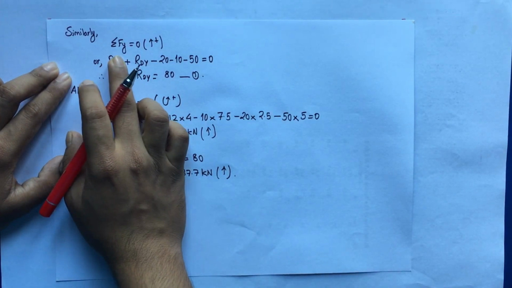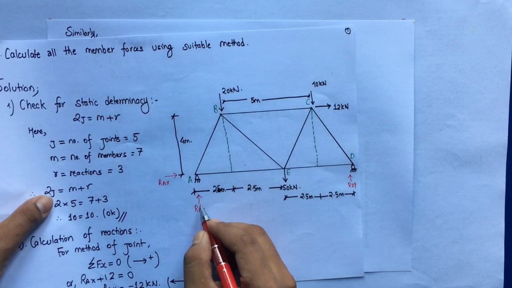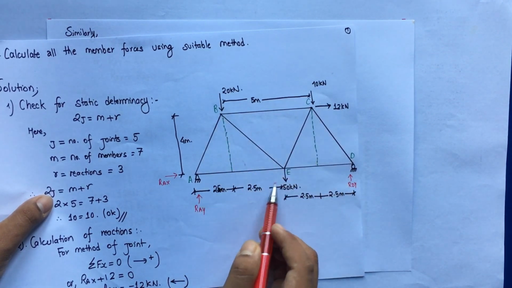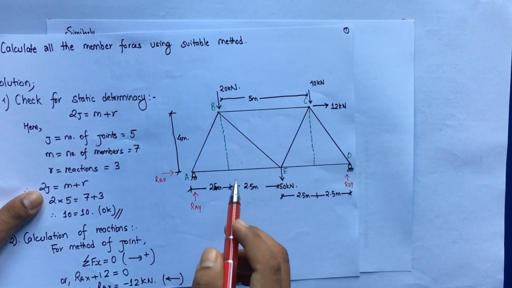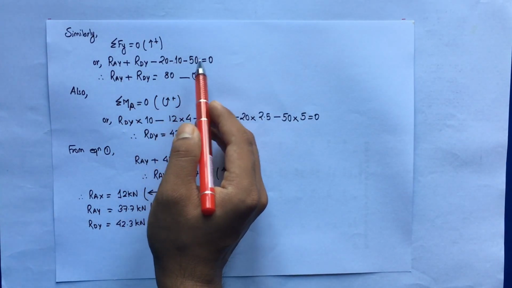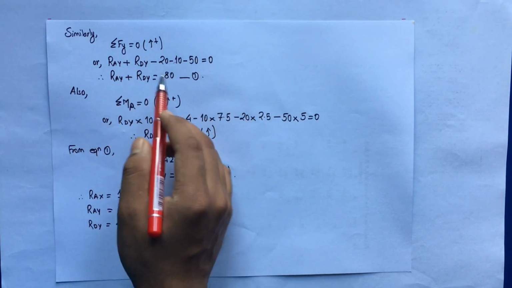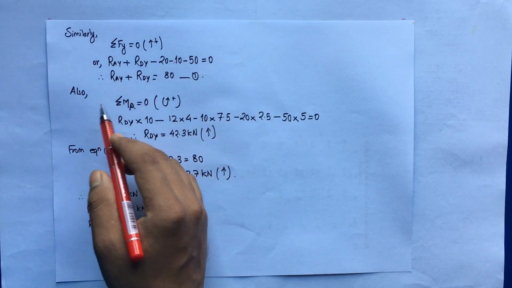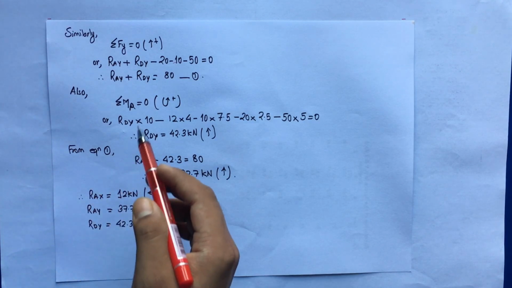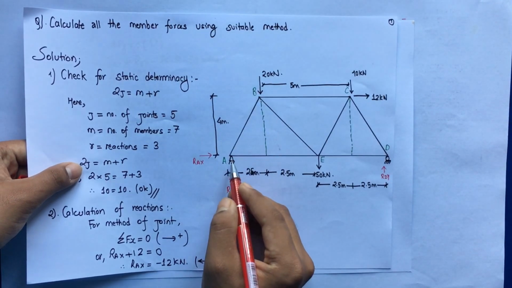Similarly, summation of vertical forces is equal to 0, taking upward as positive. RAy and RDy are acting upward, while 20 kilonewton, 10 kilonewton and 50 kilonewton are acting downward, so those will be negative. RAy plus RDy minus 20 minus 10 minus 50 is equal to 0, and we get RAy plus RDy equal to 80 kilonewton. So this is basically an equation with two unknowns. For solving this we'll consider another equation, that is the equation of moment at a particular point, taking anti-clockwise positive. So summation of MA is equal to 0.